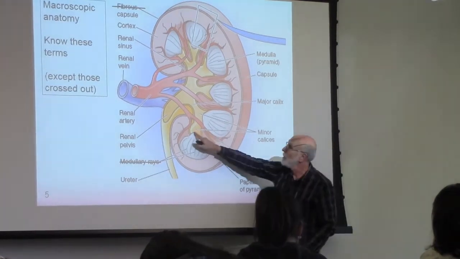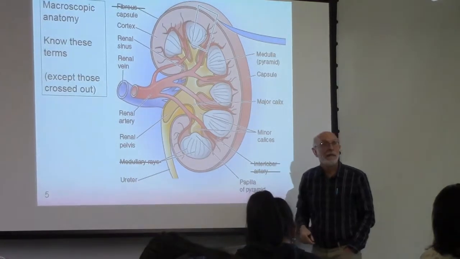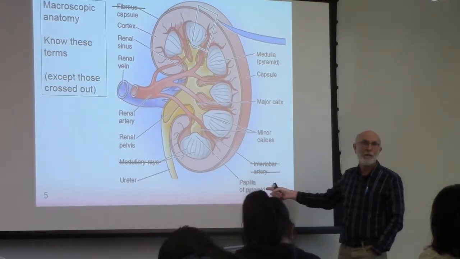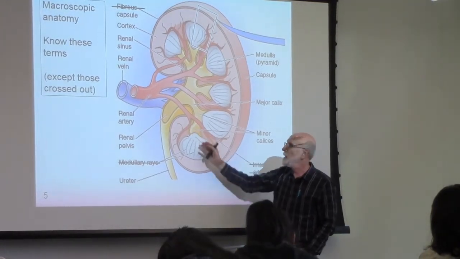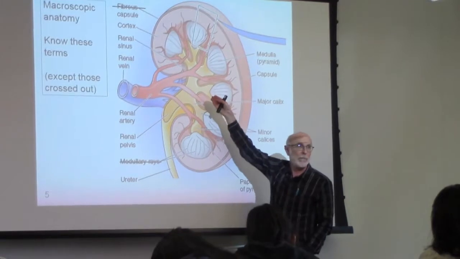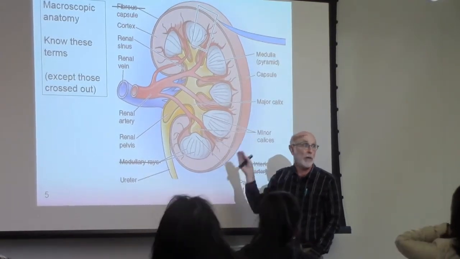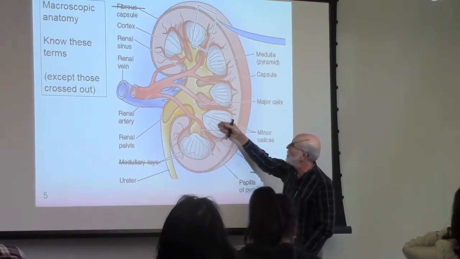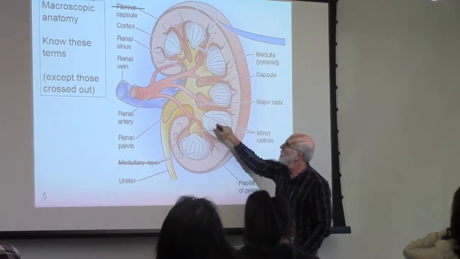The inner tip of a pyramid is called a papilla. It's just Latin for nipple. And you'll see it's a little nipple structure on the innermost part of one of the renal pyramids. Okay, so pyramid, column, pyramid, column, pyramid, papilla, pyramid, papilla.